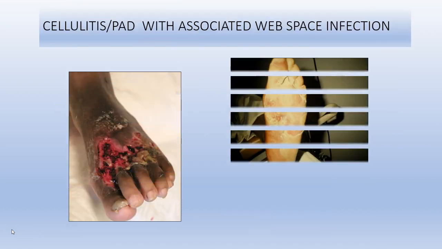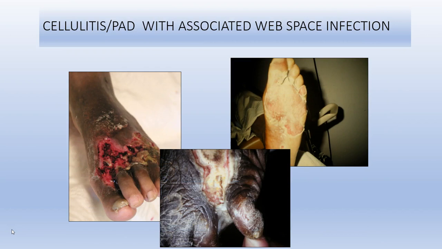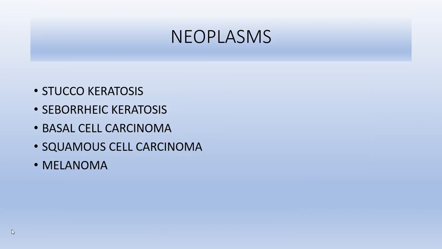And in my own career, I've seen a number of patients whose web space infections have progressed to become actual limb-threatening infection. And I've seen more than one patient lose a limb from what started out as a web space infection, but was uncontrolled in the presence of poorly managed diabetes, peripheral vascular disease, or immunosuppression.